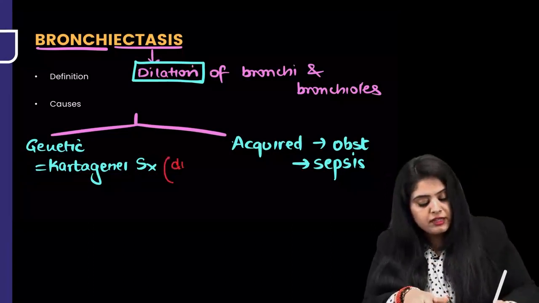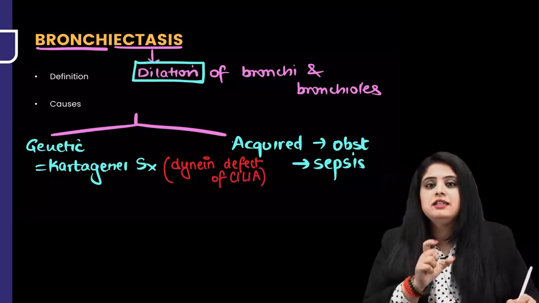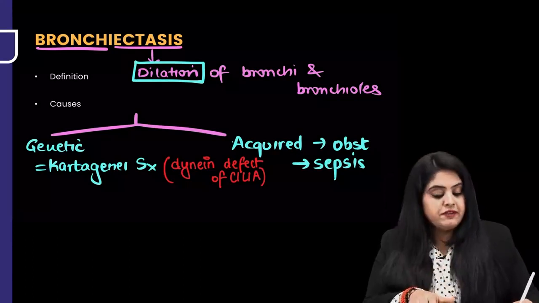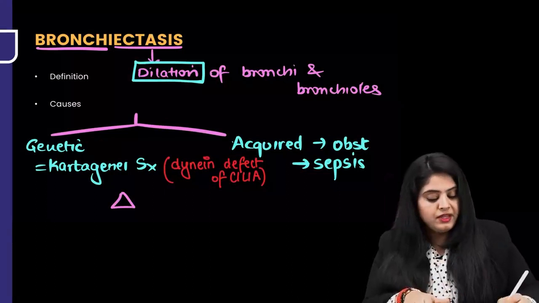Kartagener syndrome is the dynein defect of cilia. So the cilia of the lung stop working. And why is there a ciliary defect? Because dynein is an actual thing that is undergoing defect. Kartagener syndrome is going to come across as a beautiful triad. Tiny little cute triad I'm making.